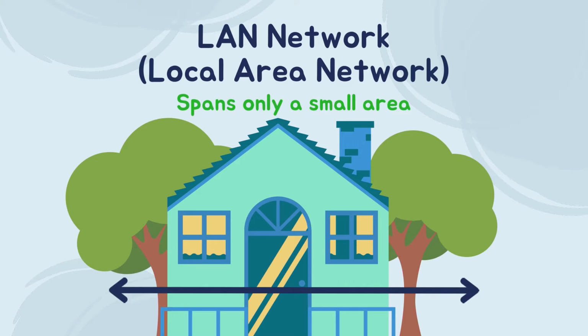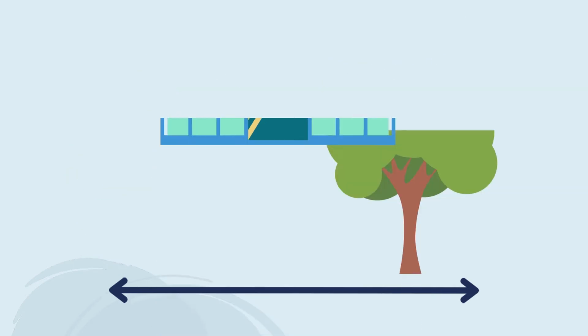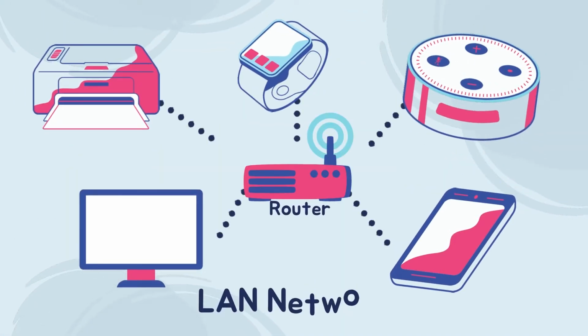A LAN network, or local area network, connects all devices together. A LAN network spans only a small area, such as a building or a small neighborhood. Think of it as a local hub. A LAN network allows the devices connected within the network to share data between computers and devices. An example of a LAN network can consist of computers, printers, and file servers.